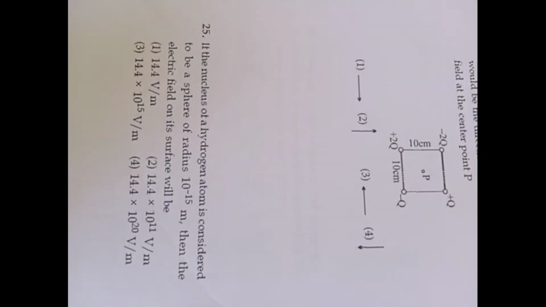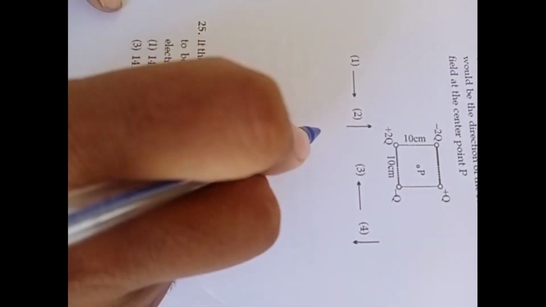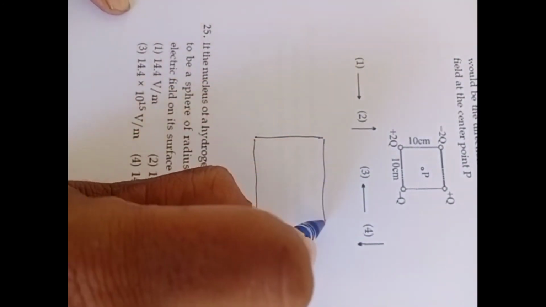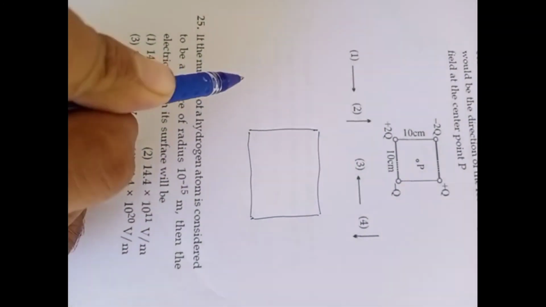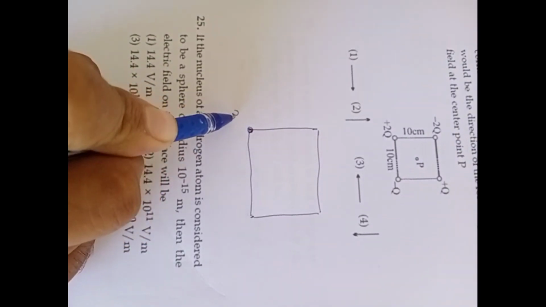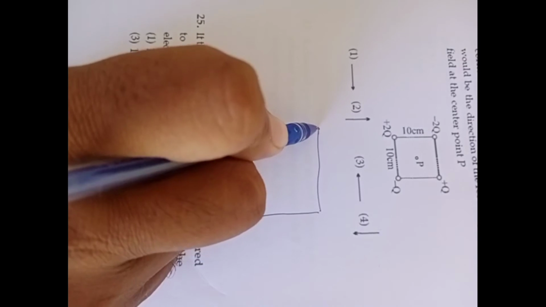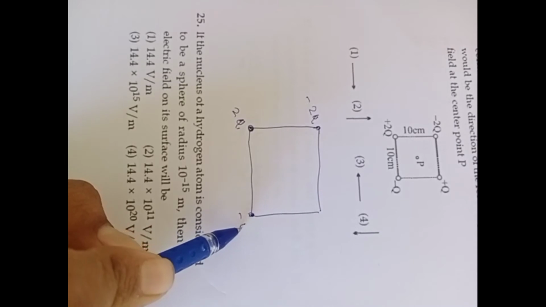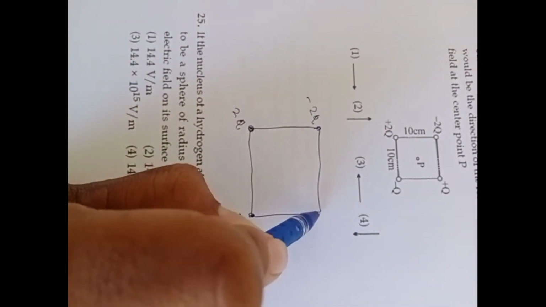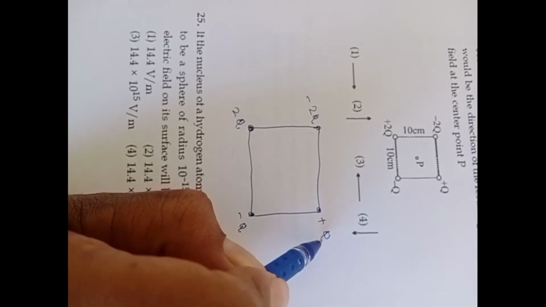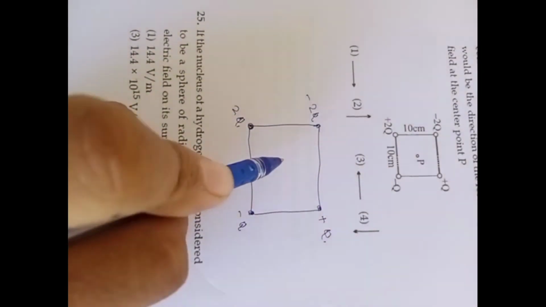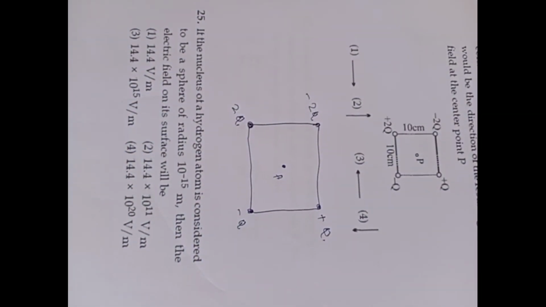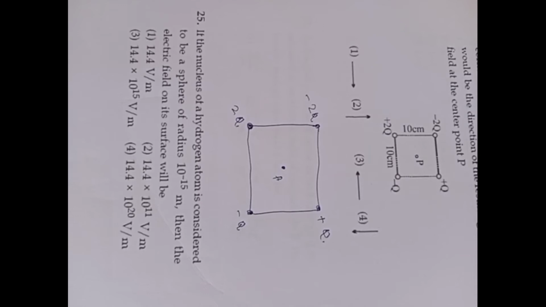Here a square is there. Here we kept a charge 2q, here minus 2q, here minus q, here plus q. Okay, this is the point P. At this point, what is the net electric field direction?